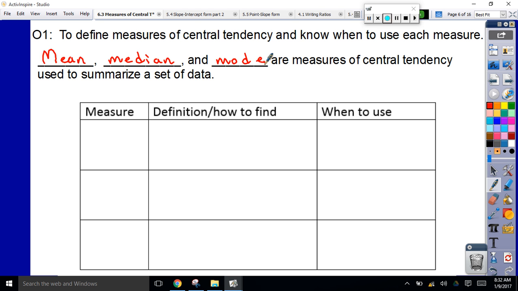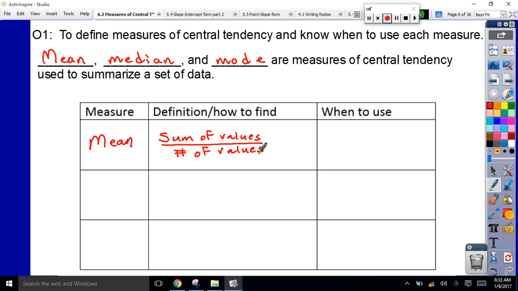So the first measure, let's use mean. Does anyone remember how to find the mean? What do you do to find the mean? Rosa? Add all the numbers and divide it by the... Good. You add all the numbers together and you divide by the number. So you find the sum of all of your values, and then you divide by the number of values.